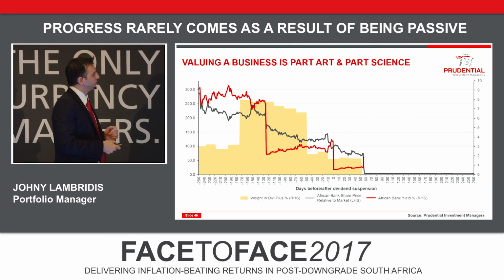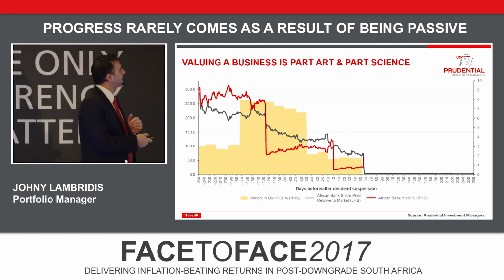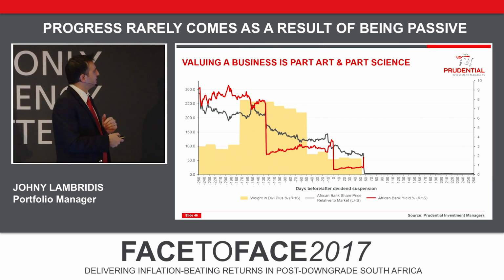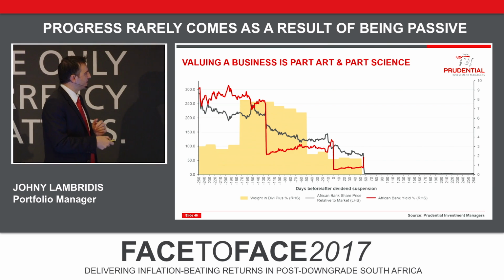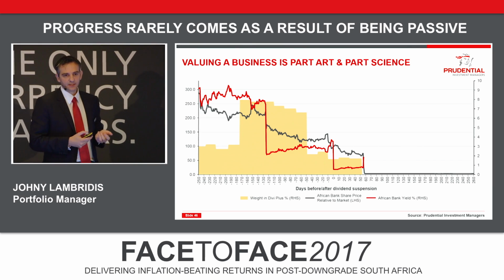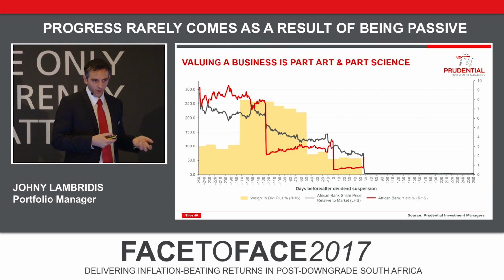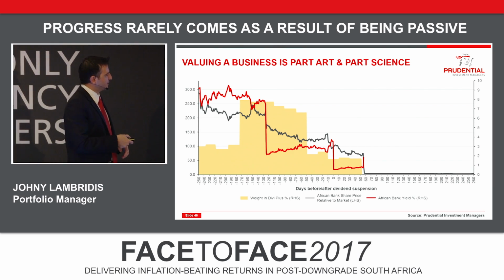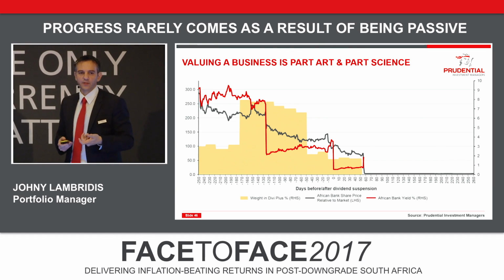The shaded area here is effectively the weight of African Bank in a passive product like Divi Plus. The red line is the dividend yield. So the dividend yield at one point looks very attractive, sitting at about 8%. So Divi Plus effectively buys quite a lot of African Bank. In November 2013, African Bank slashes its dividend. So you would think that the weight in the Divi Plus index would fall. It does, but it only falls about 5 months later because these products are not effectively rebalanced in real time.